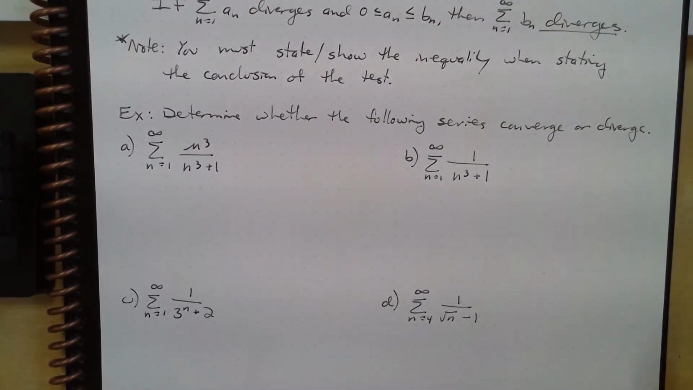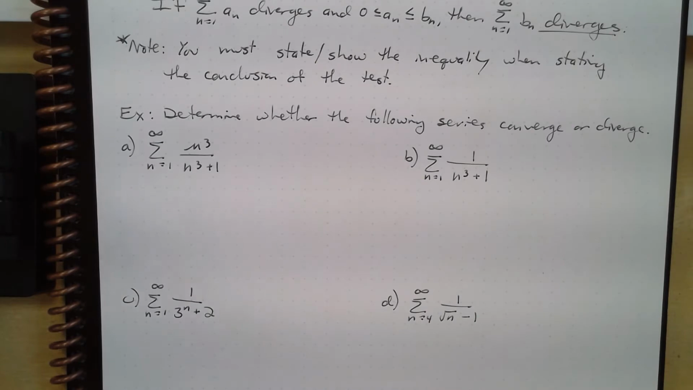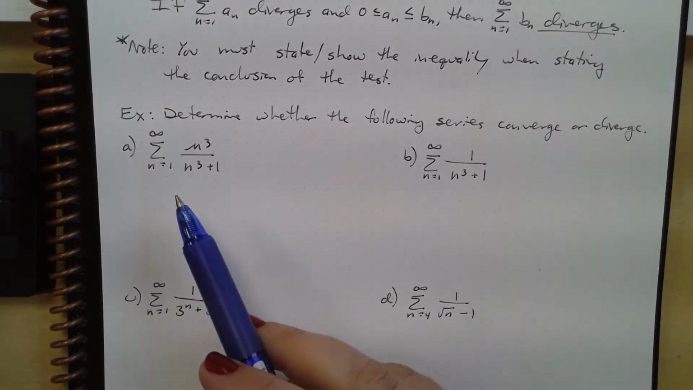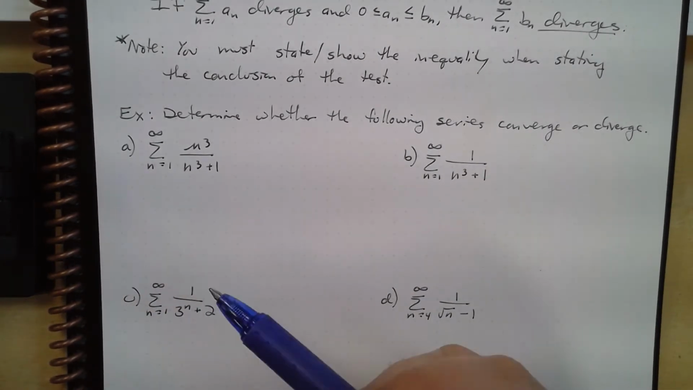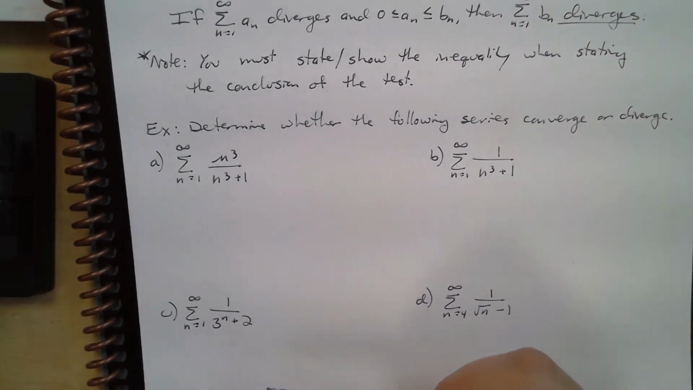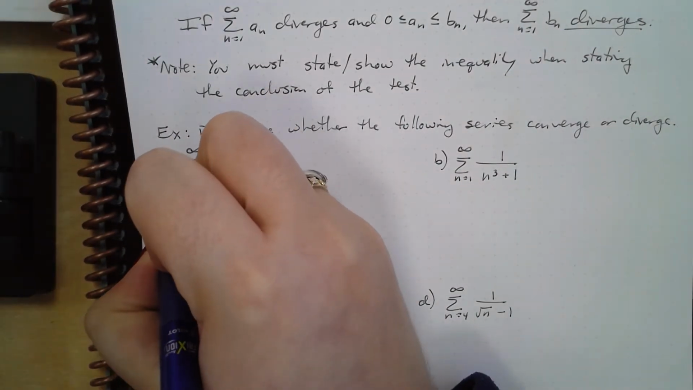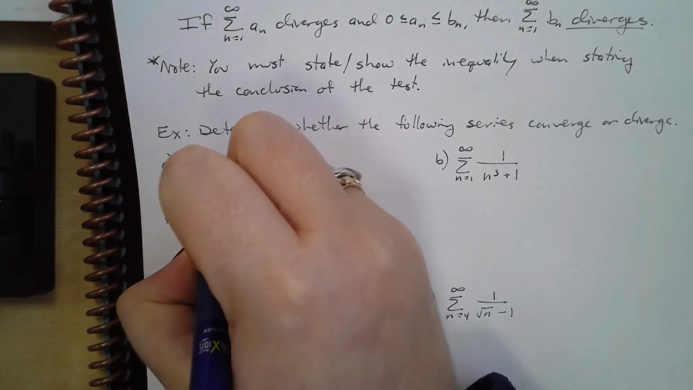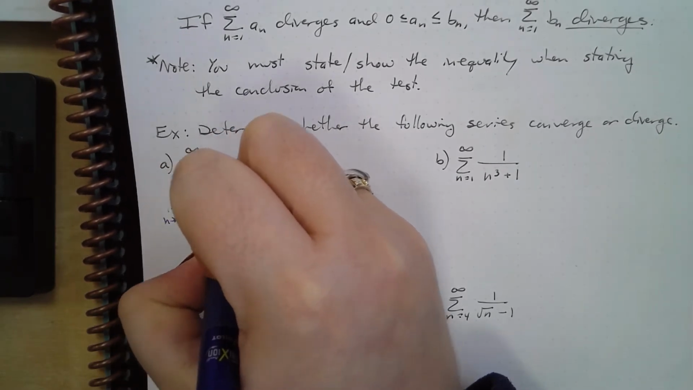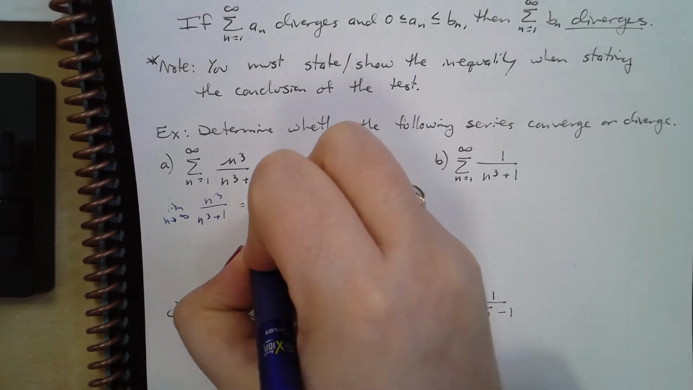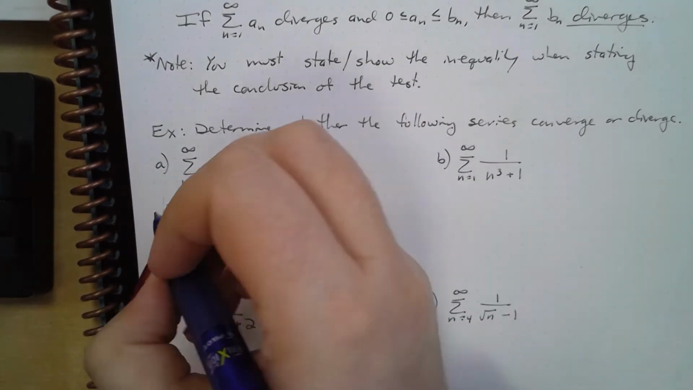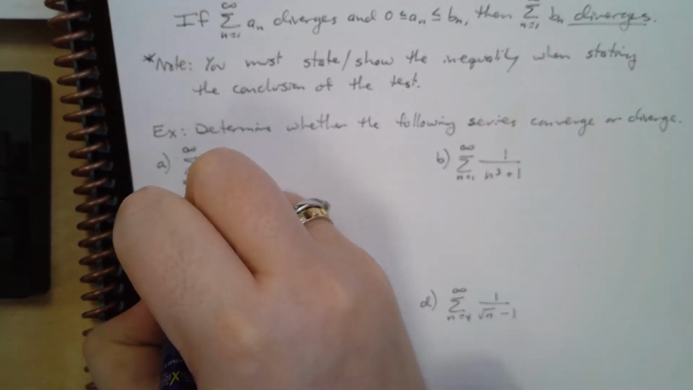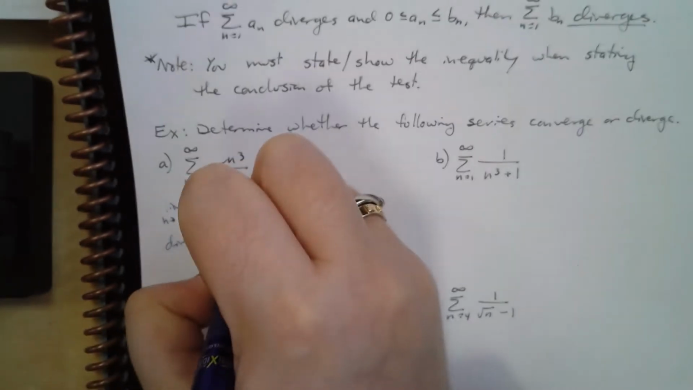So here we're asked to determine whether the following series converge or diverge. For number 1, we should always do the nth term test first, probably. So I'm going to say the limit as n approaches infinity of n cubed over n cubed plus 1. Well, that's equal to 1. That's not equal to 0. Therefore, this diverges by the nth term test.